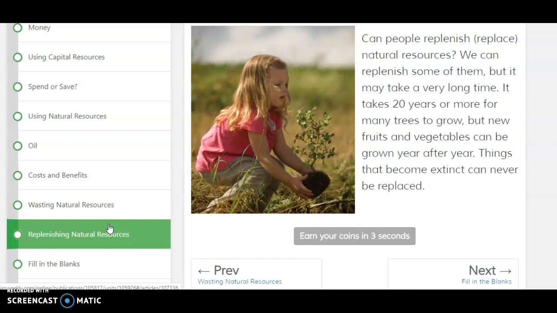People can replenish or replace natural resources. We can replenish some of them, but it may take a very long time. It takes about 20 years or more for many trees to grow, but new fruits and vegetables can be grown year after year after year. Things that become extinct can never be replaced.